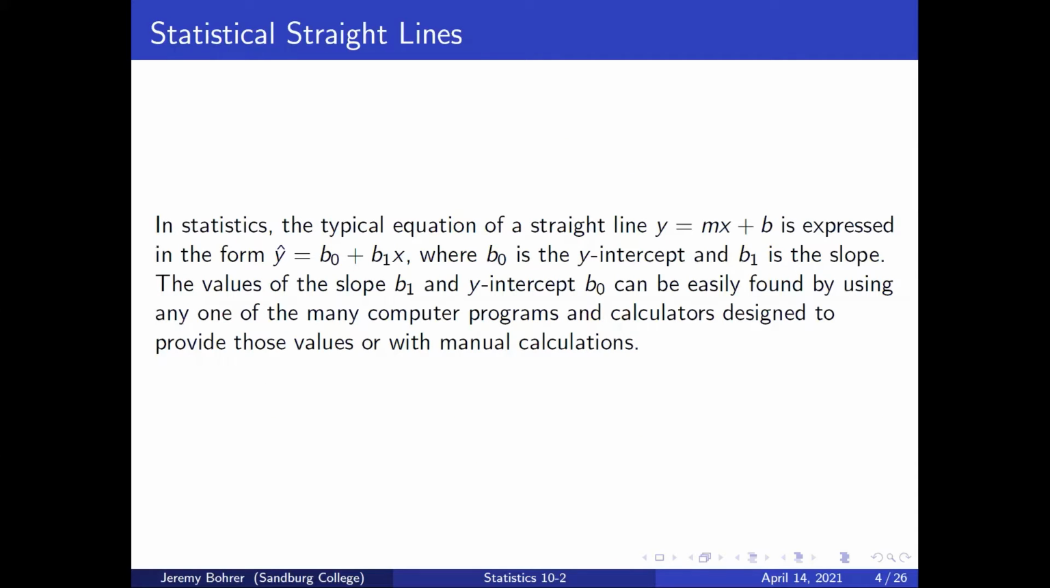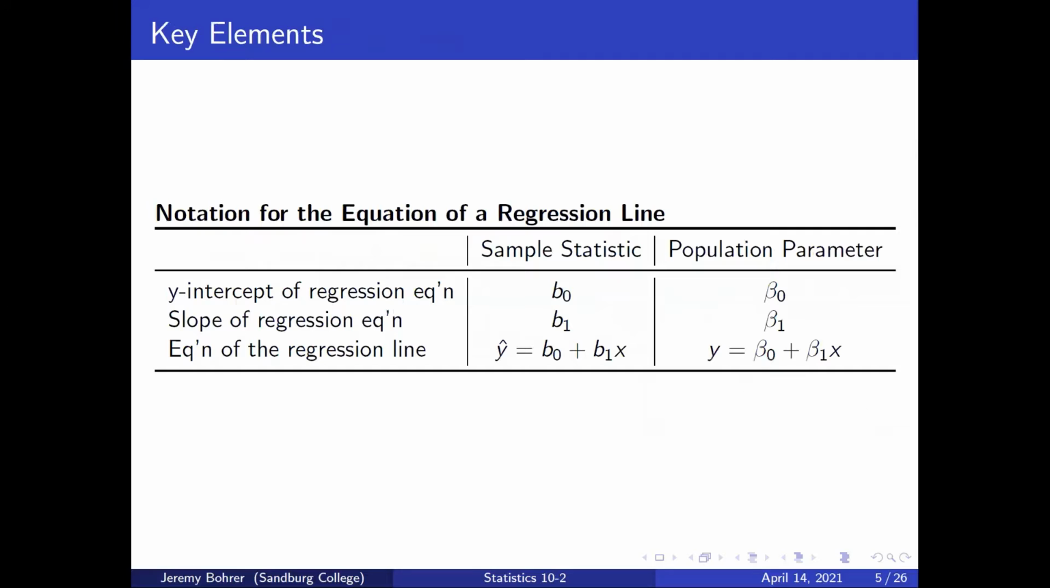In statistics, the typical equation of a straight line y equals mx plus b is expressed in the form y hat equals b naught plus b1x, where b naught is the y-intercept and b1 is the slope. The values of the slope b1 and y-intercept b naught can be easily found by using any one of the many computer programs and calculators designed to provide those values, or with manual calculations.